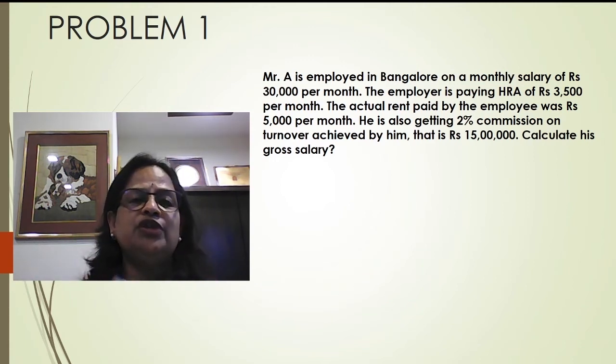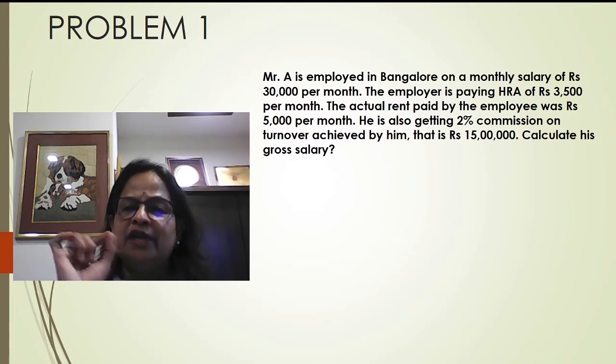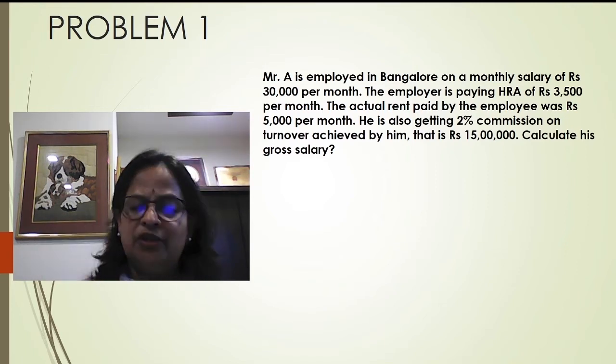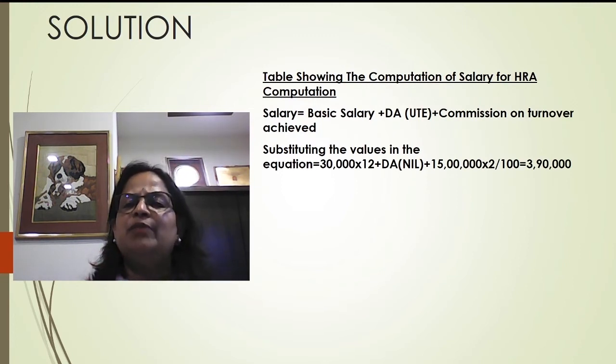You have to see the question carefully whether it is exempted HRA or taxable HRA or gross salary. So 3 things you can expect. Read the question carefully and find out what is expected. See, if you have to calculate gross salary, you have to calculate HRA also. Now, table showing the computation of salary for HRA computation. So here salary is equal to basic salary plus DA.